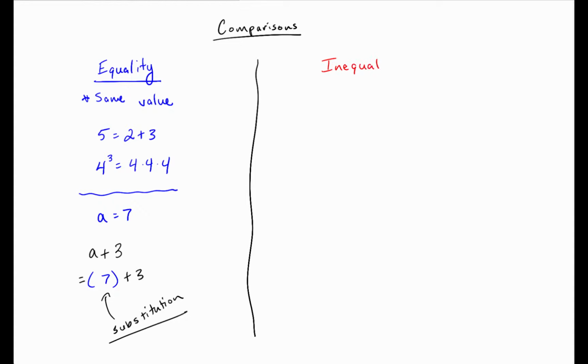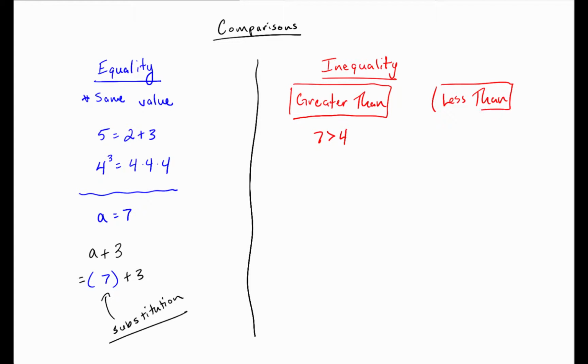Now, if two things aren't the same, then they're different. So now we're going to talk about inequalities. If things aren't the same, then one of them can be greater than the other. For example, 7 is greater than 4. Or one of them would be less than the other. In this case, we might say that 3 is less than 120.342.